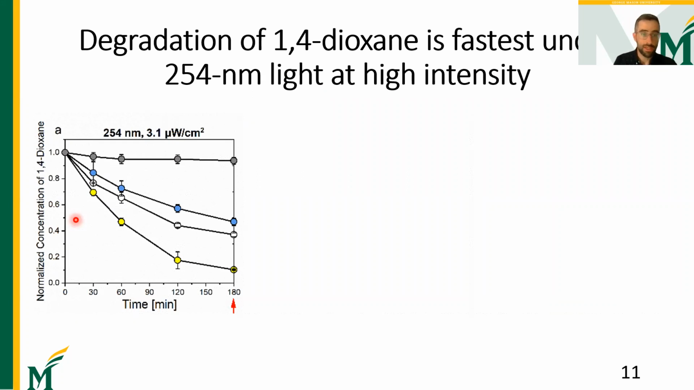First, we looked at 254 nanometer light at a relatively low intensity. Apologies that the legend didn't make it into this panel, but gray refers to just pure control, no light at all. Blue refers to UV light only. White refers to UV light plus TiO2. And yellow refers to all those same conditions, but with the TiO2 half coated in gold. And you can see that there is an improvement at each point.